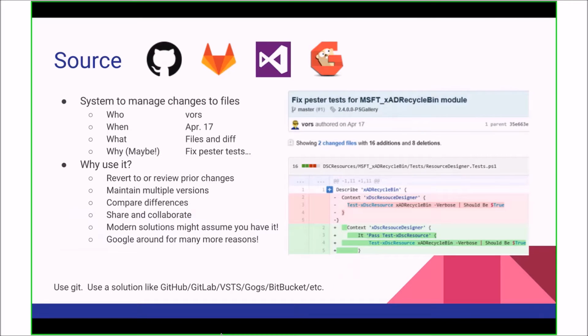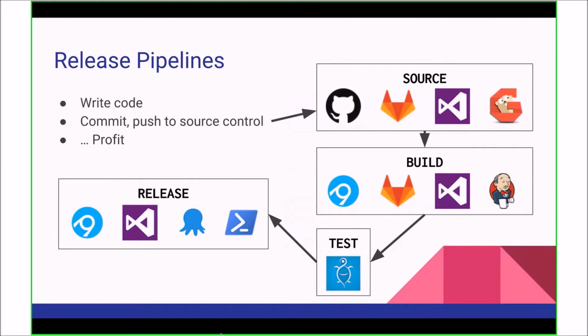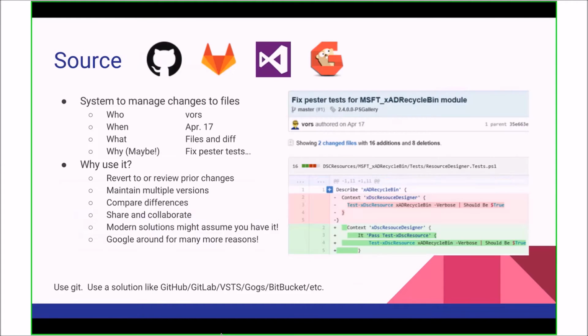So we're basically just going to step through each of those components: source, build, test, and release. So on the source control side, source control is really just a way to manage changes to files. So for every change that you or other people make, you're going to know who made the change, when they made it.